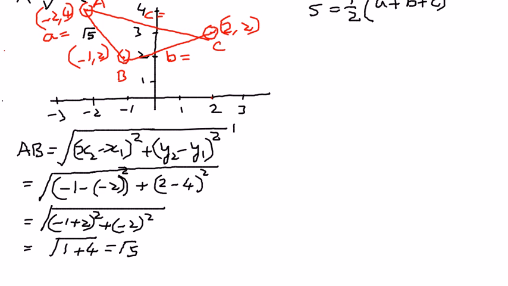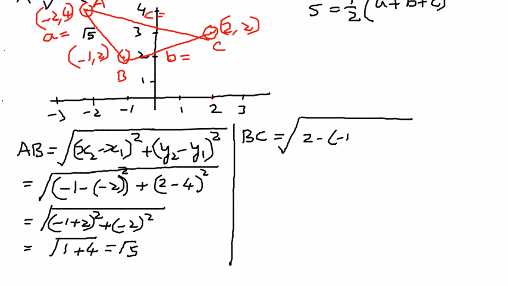Similarly, we can find the distance between points B and C, and we'll call that distance BC. We'll use the same formula to find out the distance this time. BC is going to be equal to the square root of x2 will be 2 minus x1 will be negative 1, this whole thing raised to the power of 2, plus y2 is 2 and y1 is 2, this whole thing raised to the power of 2, right?